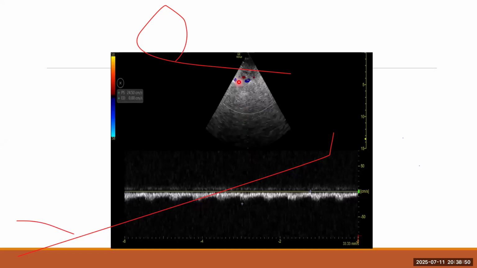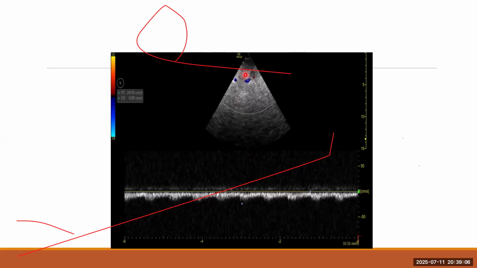Which window is this? Anyone? With the help of a reference, which window could this be? This is the foramen magnum. Okay, this is the suboccipital window.